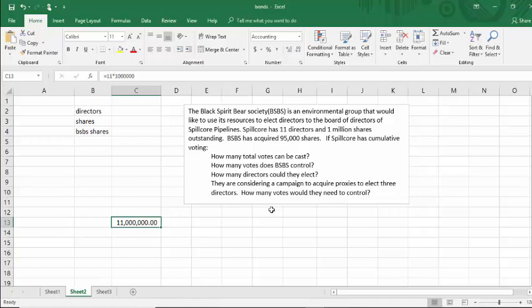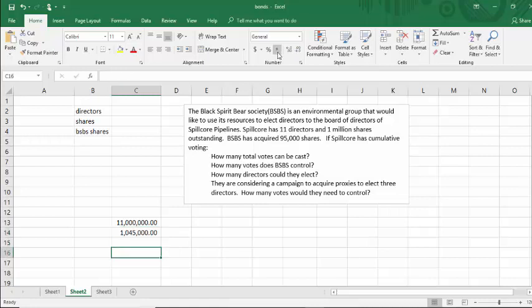How many votes does the Black Spirit Bear Society control? Well, they've got 11 directors' positions that they can apply their 95,000 votes to. So that would mean that they control 1,045,000 votes. So if you look at it, less than 10% of the shares. How many directors could they elect?